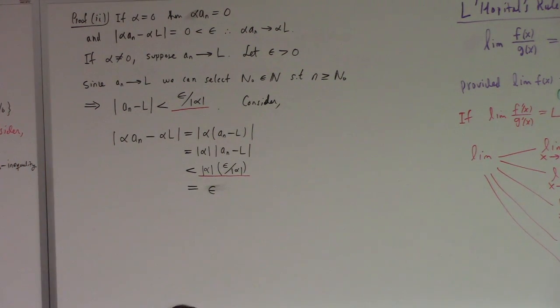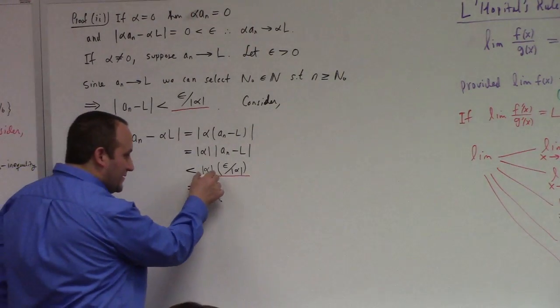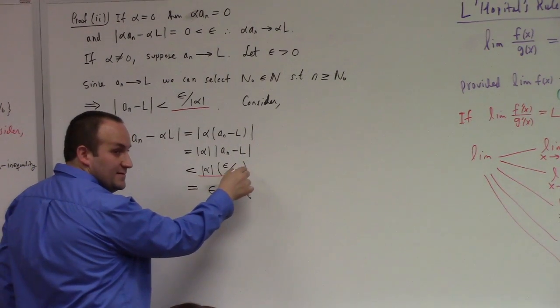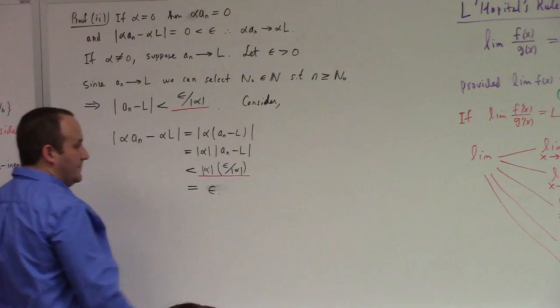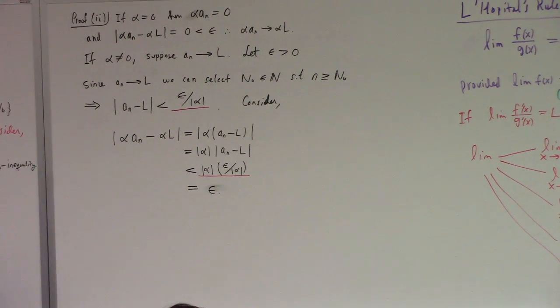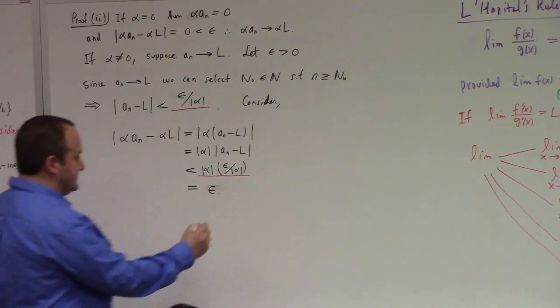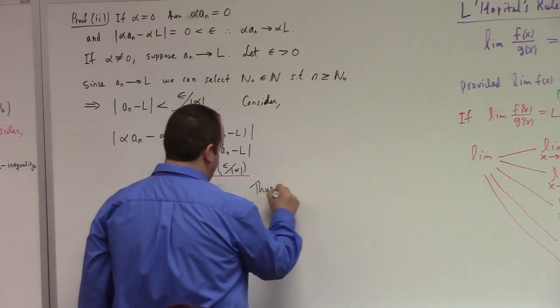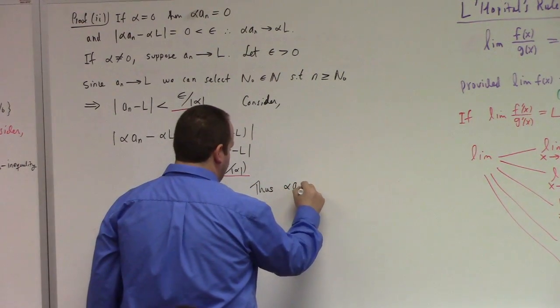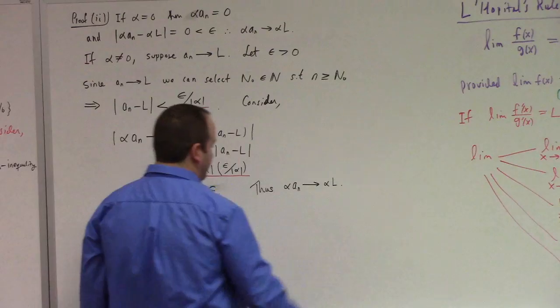That is a positive quantity, right? If alpha was minus 3, I couldn't choose epsilon over minus 3 to be a small positive number, could I? No, I could not. And it's just as well because I want to cancel absolute value alpha with absolute value alpha here anyway to give me epsilon. Oh, and we're done. Thus, alpha times a sub n converges to alpha times L.